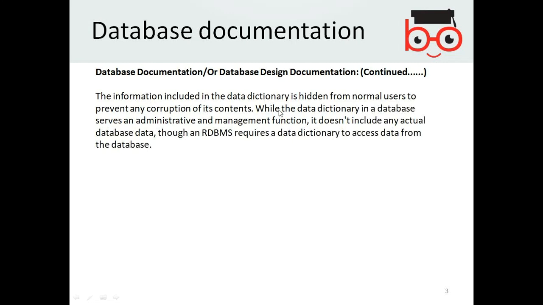The information included in the data dictionary is hidden from normal users. That is true, a normal user is not able to look at the information in the data dictionary, to prevent any corruption of its contents. So it is only usable by certain people who can sensibly use it and are needed to use it. If it is exposed to any common user, then obviously they can disturb the structure, they can change the types of the data, whatever, and that will be harmful for the structure of the database.